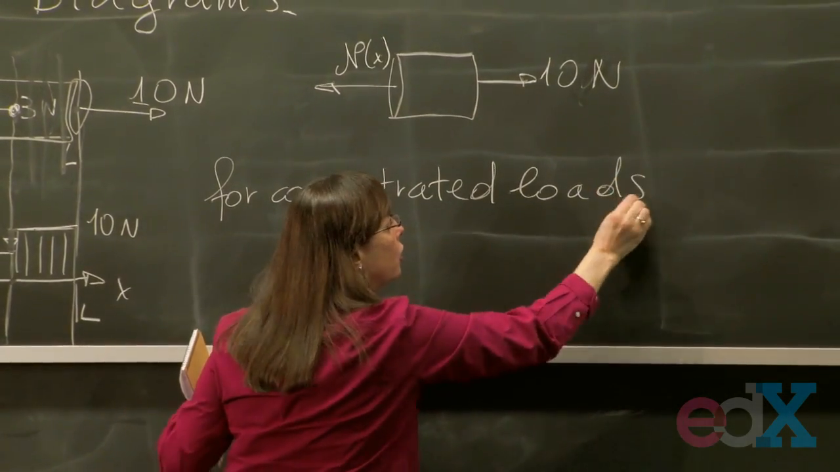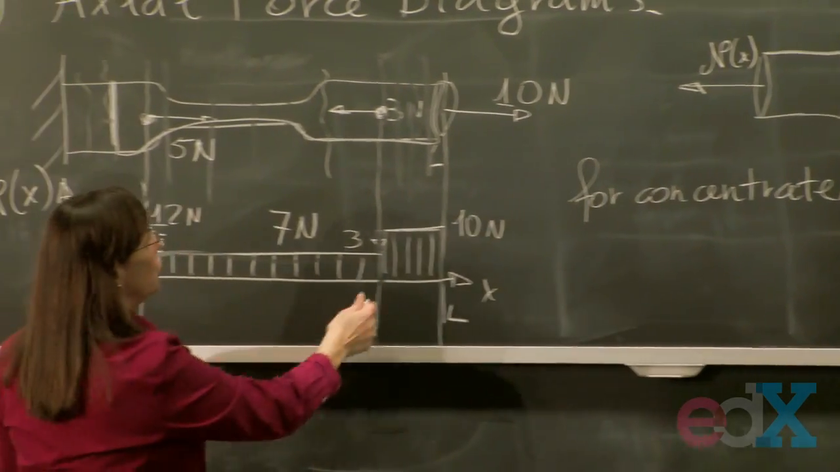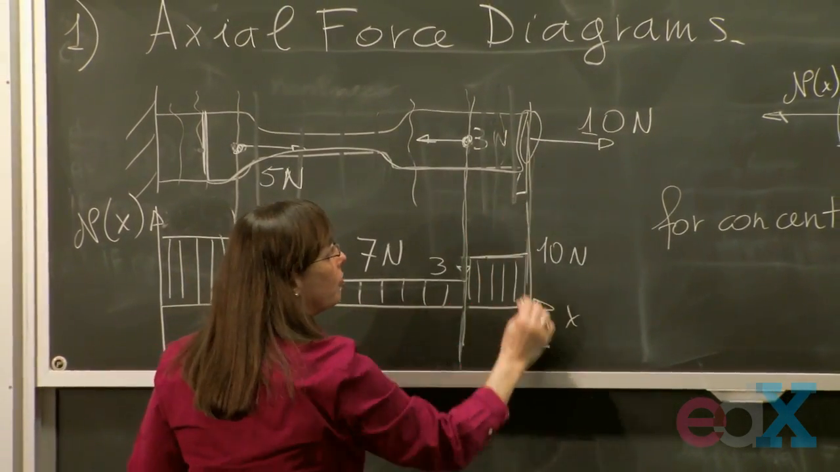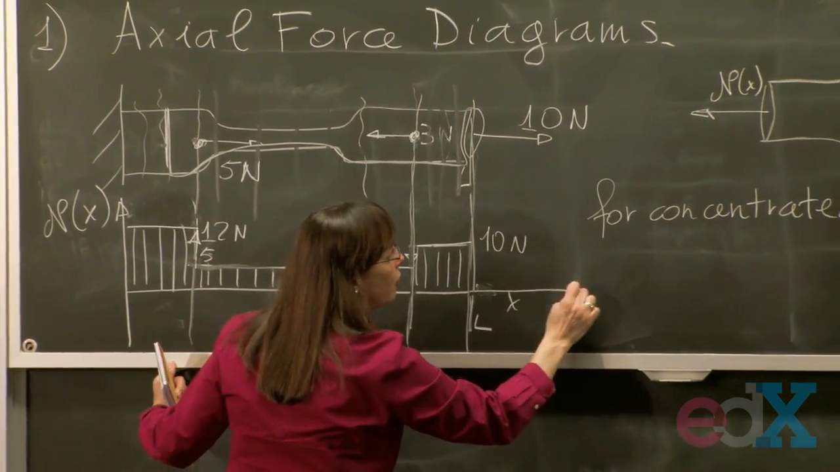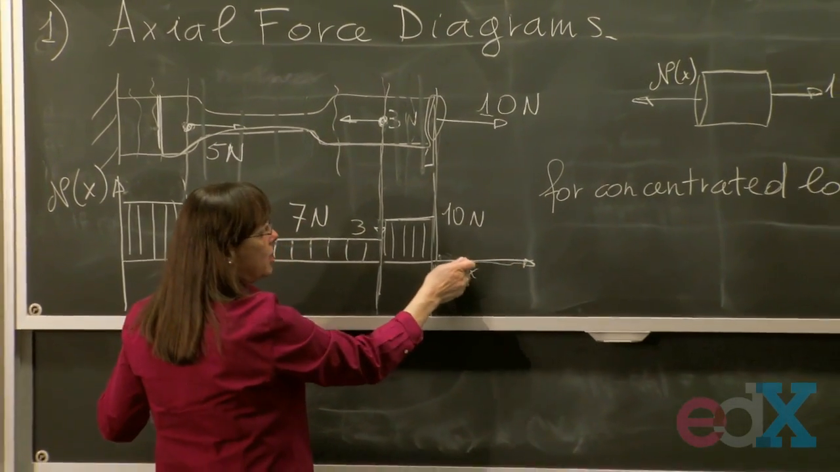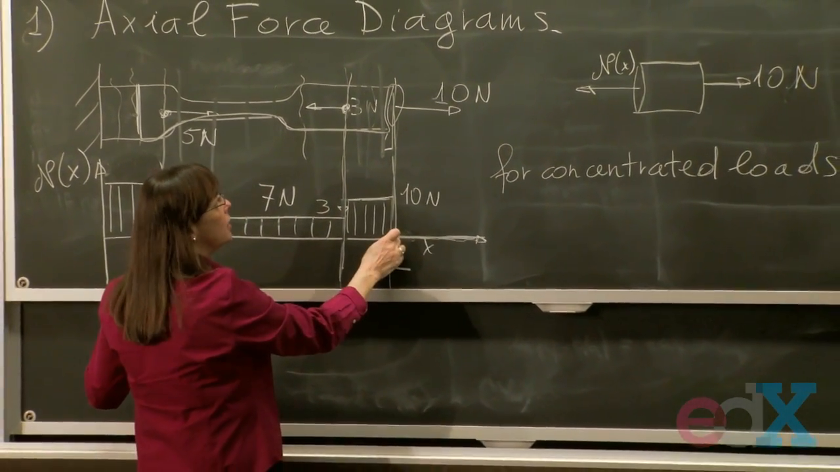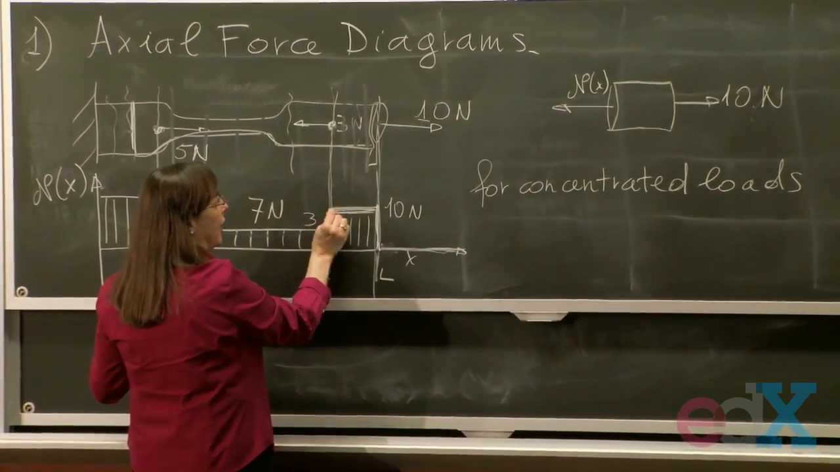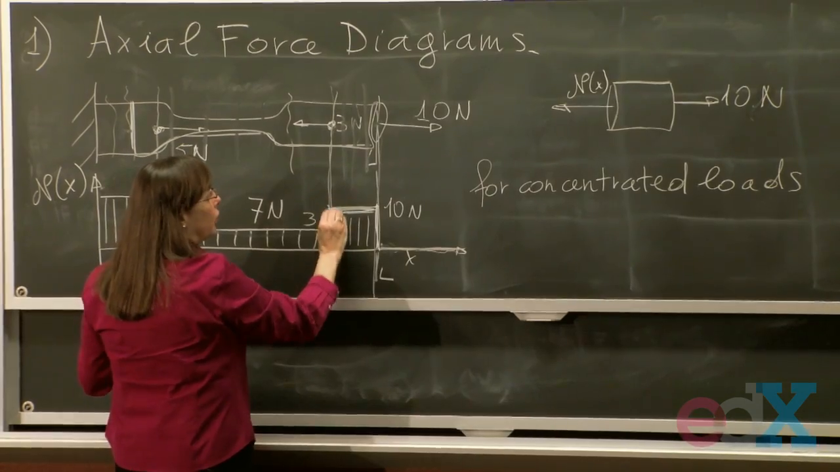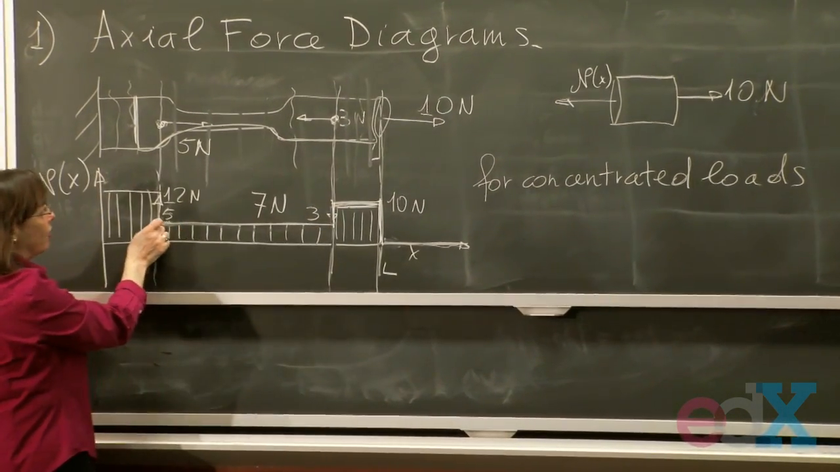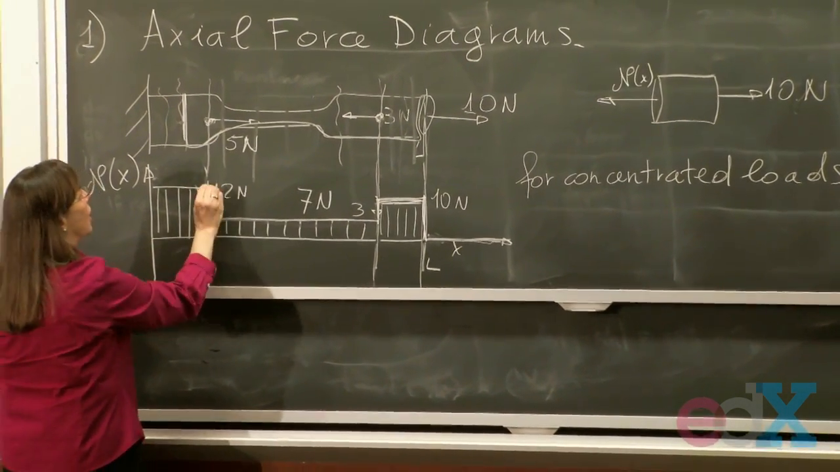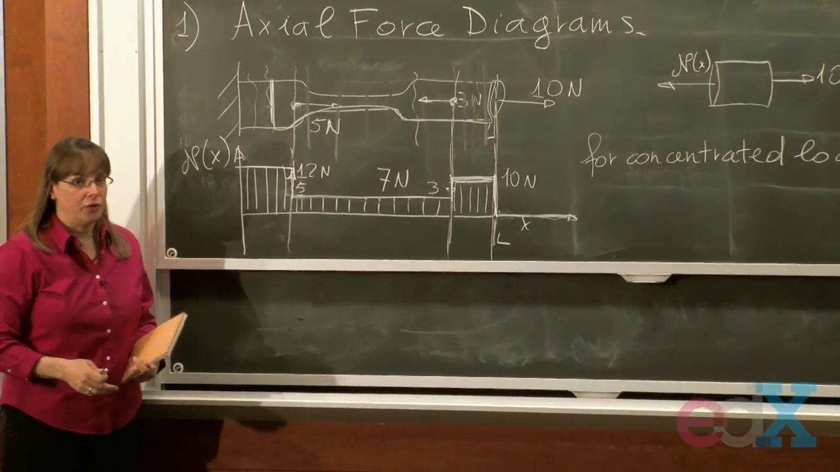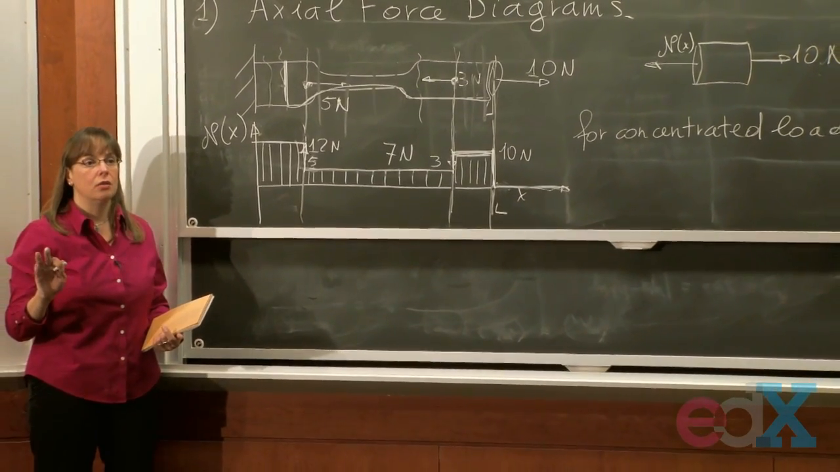For concentrated loads, you really want to mark down the line where the loads are. So at the end of the bar, nothing happens. If I want to go further, nothing happens here. I have no bar. Everything is at 0. I hit this 10 newtons, I go up by 10. Here I'm at 10. I hit this 3 newton going down, I go down by 3. I am at 7. I see these 5 newtons coming up, I go up. I am at 12, and I'm done with my axial force diagram. Okay? We good?